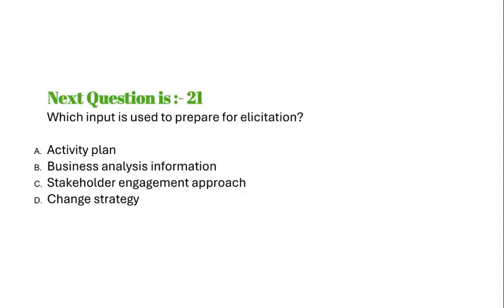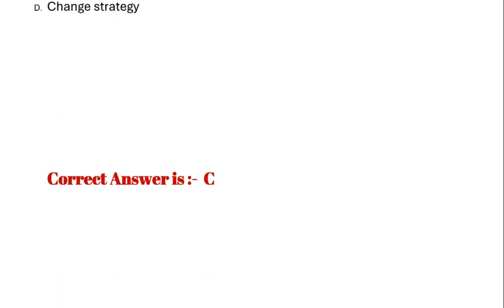Question is, which input is used to prepare for elicitation? Option A. Activity plan. Option B, business analysis information. Option C, stakeholder engagement approach. Option D, change strategy. Correct answer is option C.